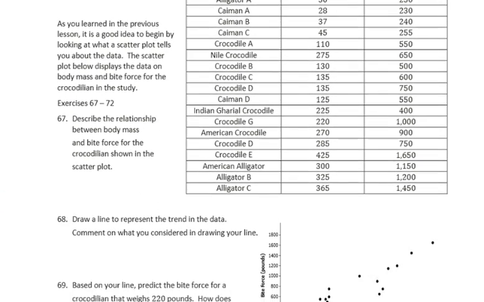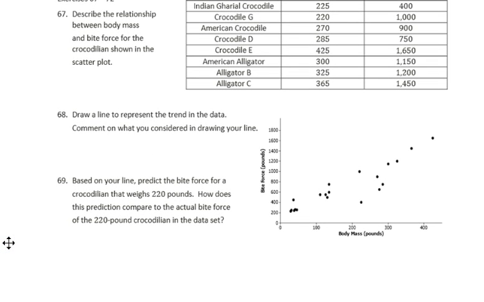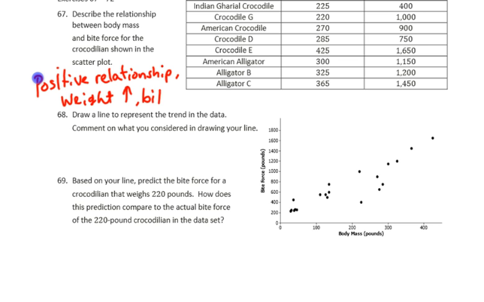And if you notice, the scatter plot is done for us down below here. And we can tell by looking at this data that it typically is a positive relationship between how much they weigh and how hard they bite. So for 67, it's a positive relationship, which means as the weight or the mass increases, the bite force also increases.